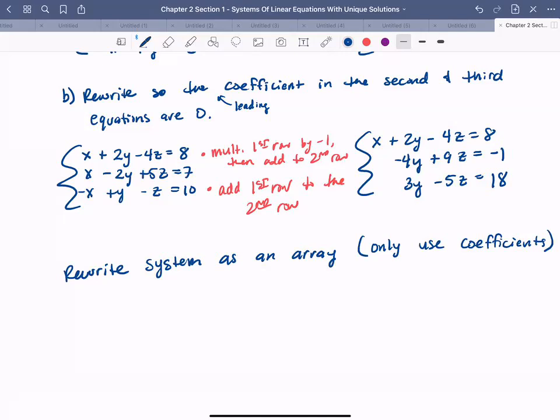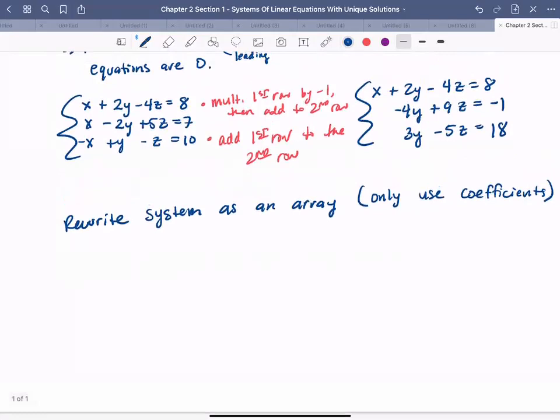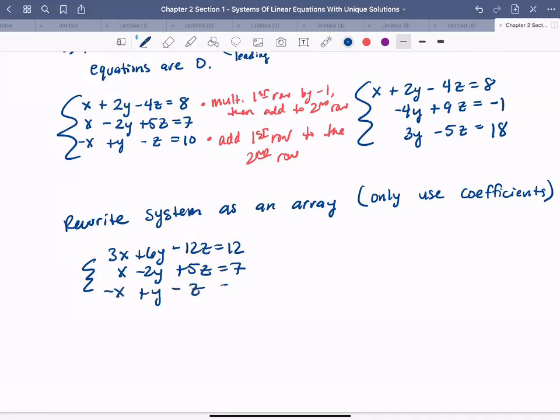So if I have this system, 3x plus 6y minus 12z equals 12, x minus 2y plus 5z equals 7, and then lastly, negative x plus y minus z equals 10, I want to rewrite all of that as an array. So I'm using only the coefficients. Here's what it's going to look like.